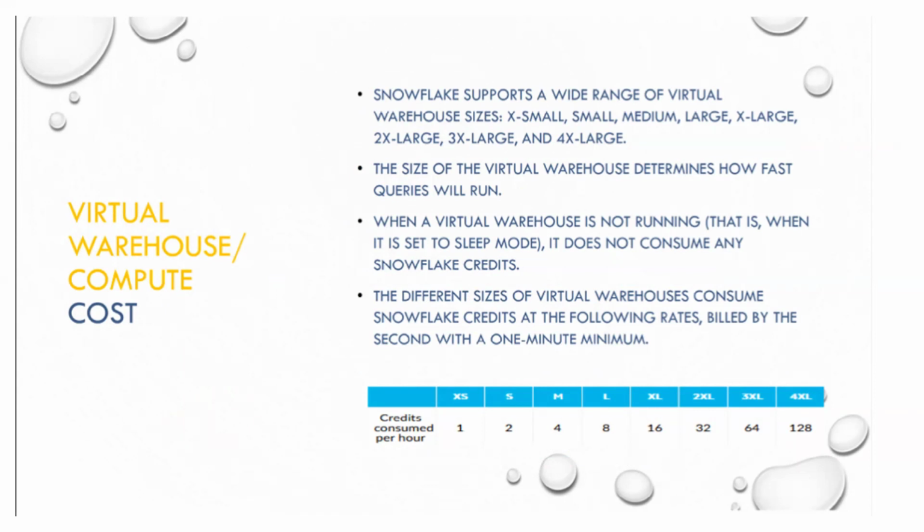Based on your warehouse size, your charges will be applicable, and the warehouse size will determine how fast your queries will execute and how much price per credit also. We know that the credit consumed per hour for X-small is 1 credit per hour, and small is 2 credits per hour, like that. But the pricing will be according to the warehouse size. So that is how it will be calculated.